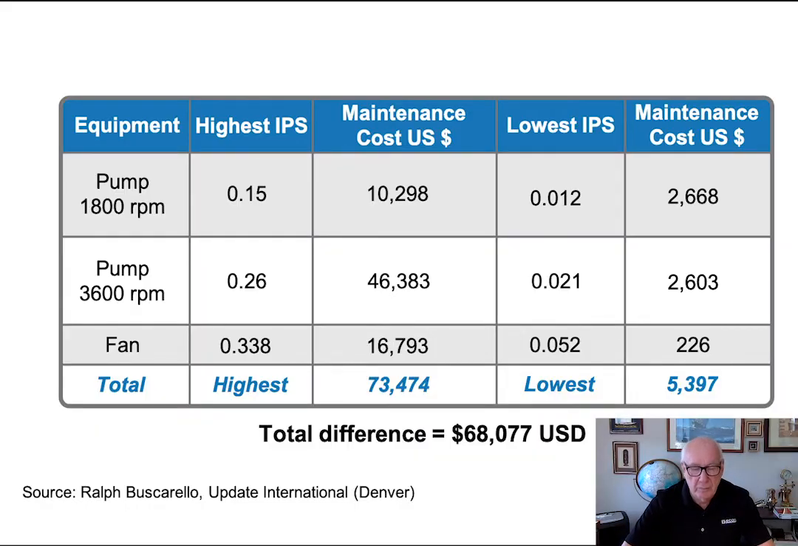And another example on the importance of the vibration level is an example I got from Ralph Bascarello from Uptime International in Denver many years ago. He has passed away now, and he was a very good friend of mine. You see there that depending on the highest IPS to the lowest IPS, the total difference in these examples is $69,000. So measure the leading indicators as close to the people who can have an impact on them as possible.